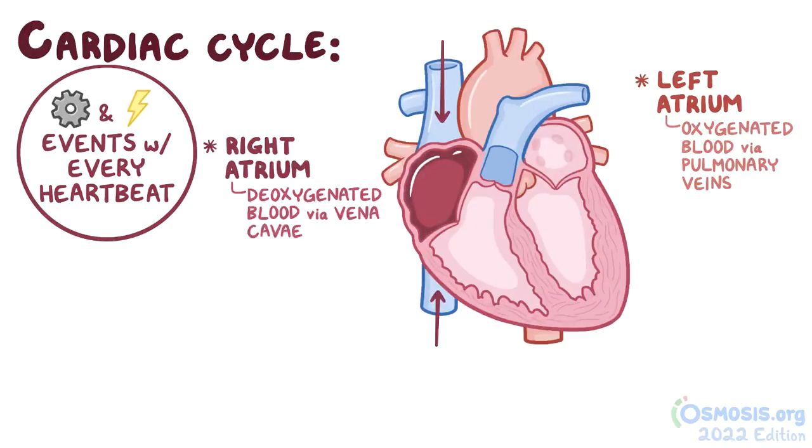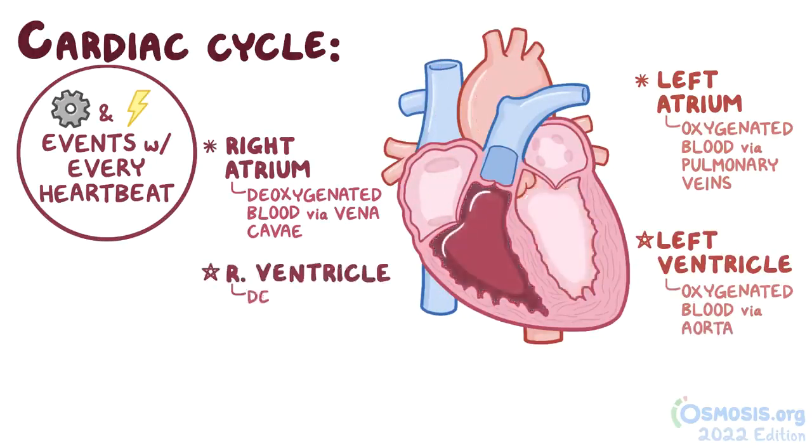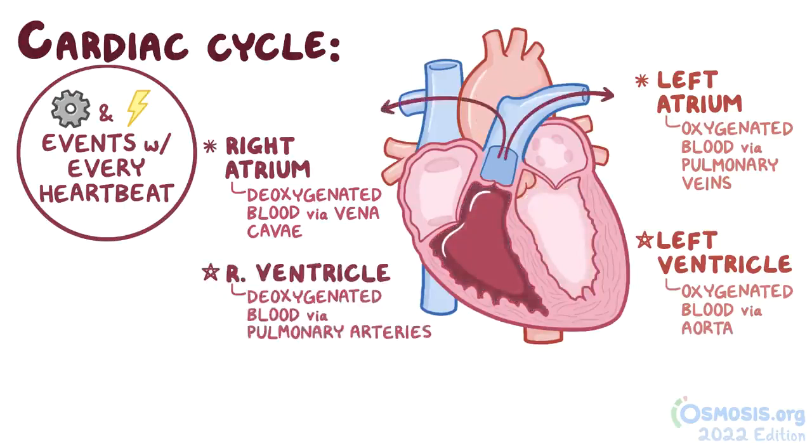From the atria, the blood flows into the lower chambers of the heart. The left ventricle, which pumps oxygenated blood to all of our organs and tissues via the aorta, and the right ventricle, which pumps the deoxygenated blood back to the lungs via the pulmonary arteries.